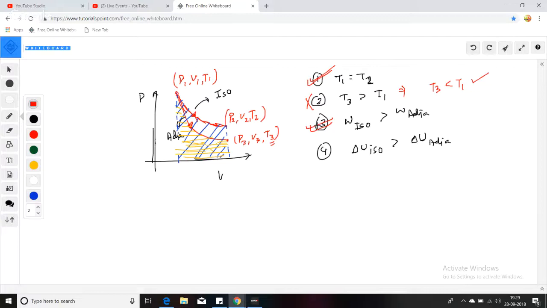Okay. But one more thing here, you just keep in mind, work done by the system we have, so that must be negative. So if you take this, the magnitude of work done in isothermal process is more than the magnitude of work done in adiabatic process. Right, this mod is not given in the option, but we have to think like this. If you include the minus sign here, then the sign will reverse.